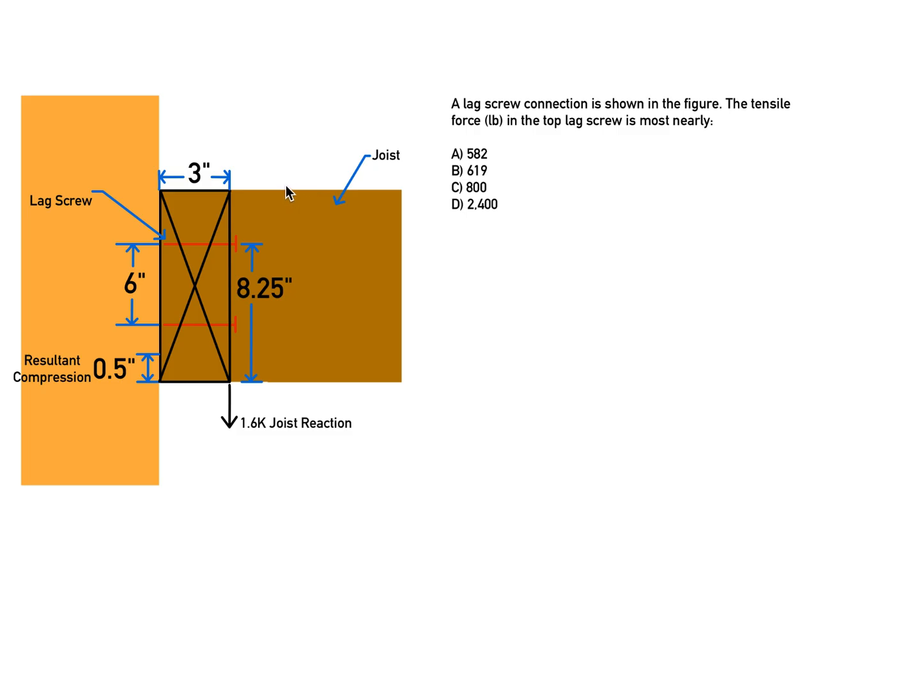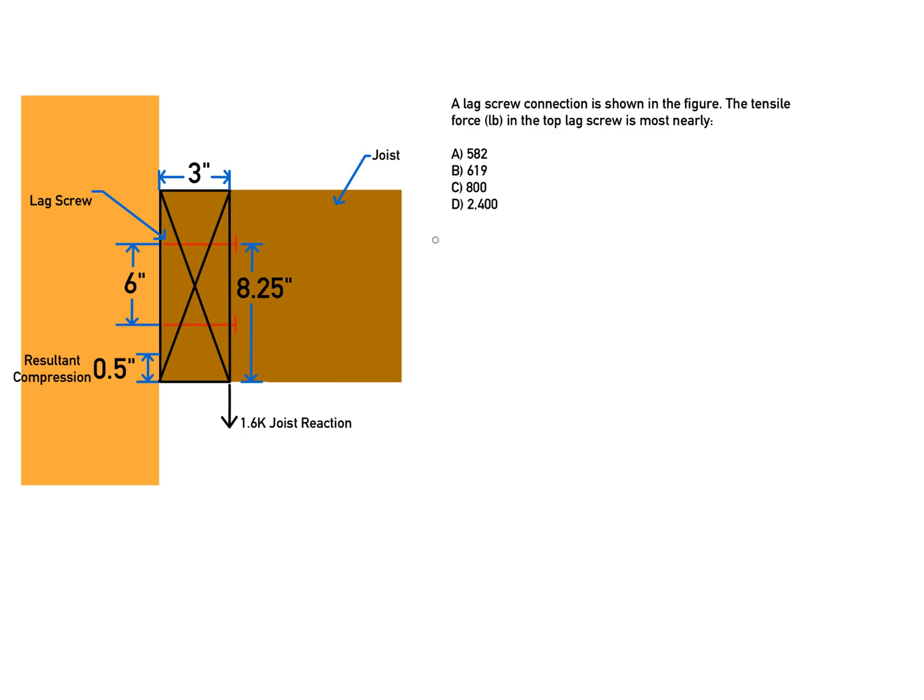So what we have here is a joist that is connected to a ledger board that is 3 inches wide, and that ledger is then connected to a wall with lag screws. And the joist has a reaction of 1.6 kips at the end of it, and the resultant compression force acts at a distance of a half an inch above the bottom of this ledger board. So the first step in this problem is to figure out the applied moment, right?